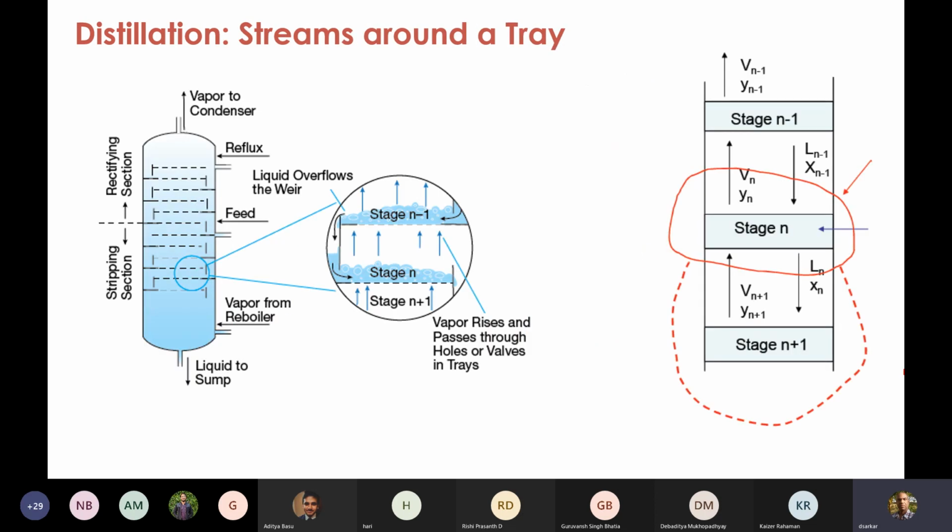So now let me briefly review the McCabe-Thiele diagram for you. Let us first look at the nomenclature, how we represent these streams that are coming out of any particular stage. Let us focus your attention on any stage n. Any stage n is receiving a vapor stream that is coming from the stage below it and receiving a liquid stream that is coming from the stage immediately above it.